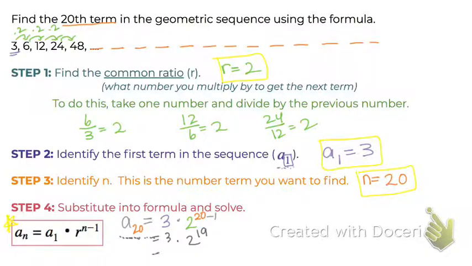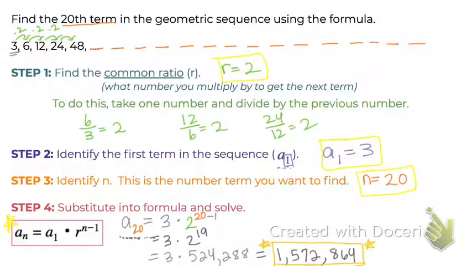So again, we still need to simplify our exponents. What is 2 to the 19th power? That's a pretty big number. We now have 3 times 524,288. So now we just multiply, and this is our answer. So this is how you use the formula. It's a lot easier than just continuing to multiply by 2, by 2, by 2 to get to the 20th term.